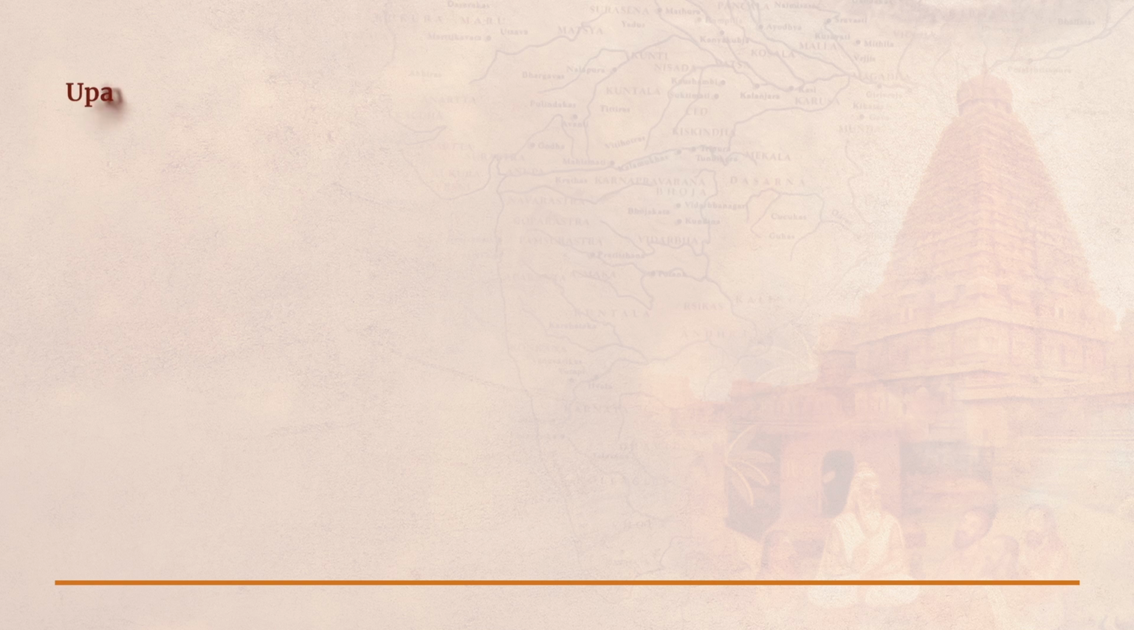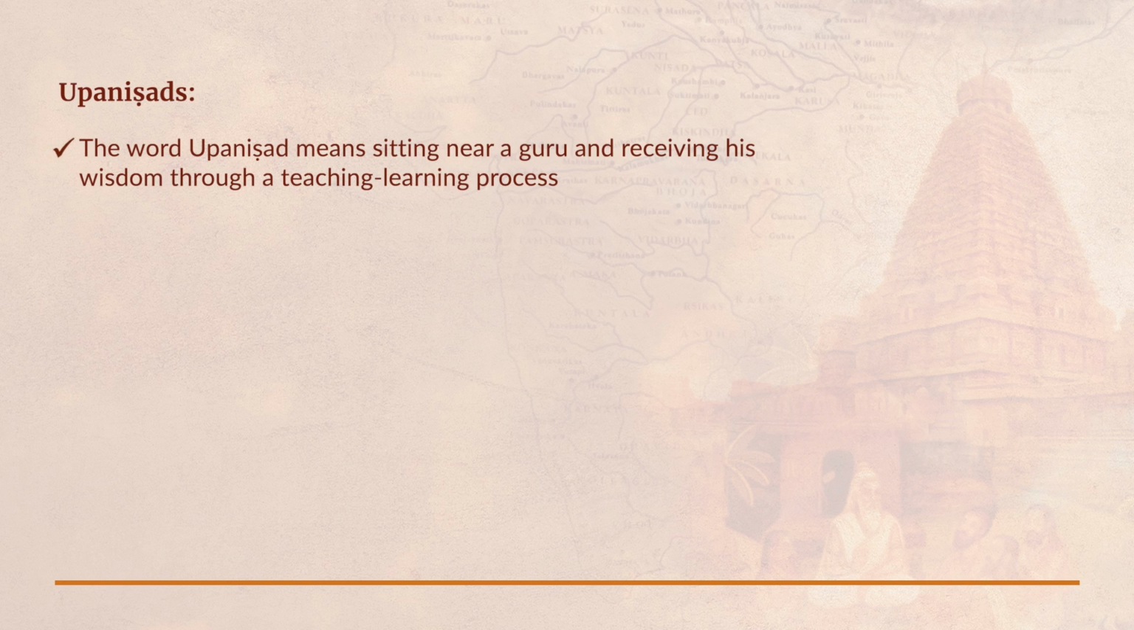The 4th division is Upanishad. And the word Upanishad actually has Upa, Ni and Shad. They are the 3 things which, in Sanskrit, you can put in a particular way and get Upanishad. It essentially means sitting near a guru and receiving the wisdom through a teaching-learning process. That's what Upanishad is.